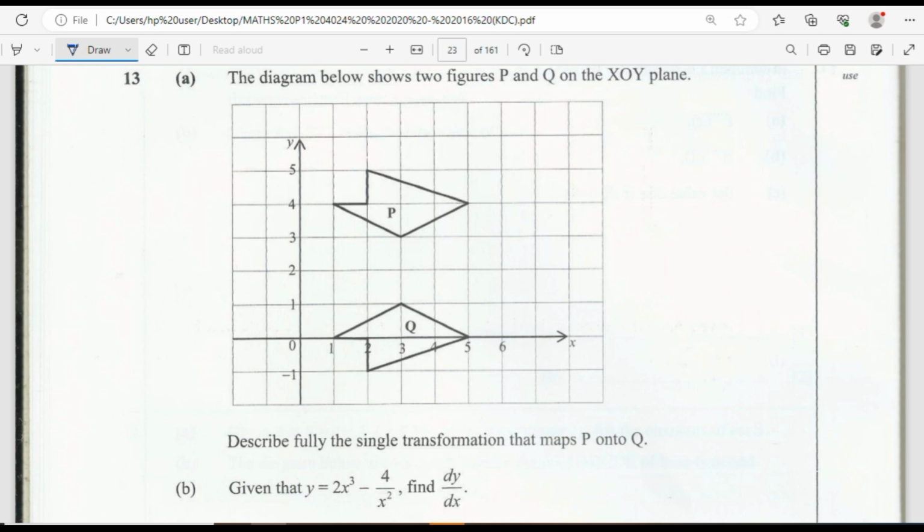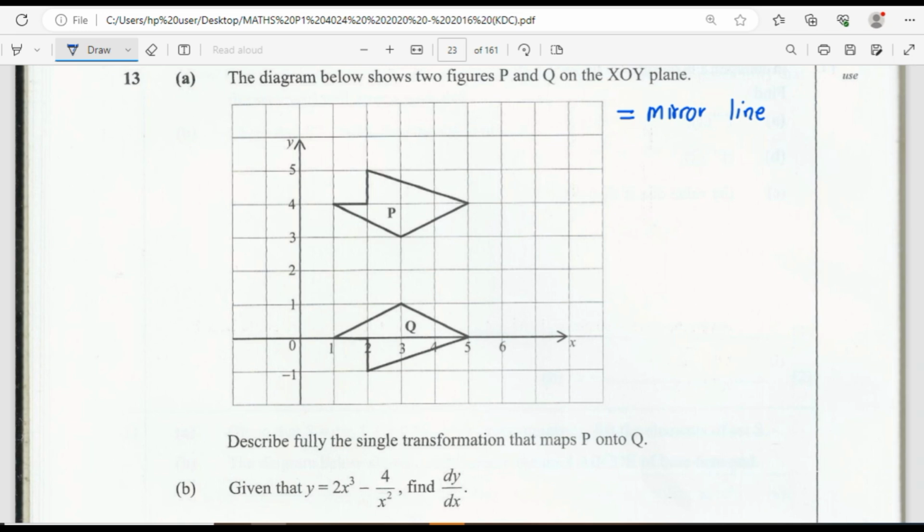So we can say that the size of the image is equal to the size of the object. So this cannot be enlargement. Enlargement, the sizes differ. Stretch, the size differs. Shear, the size also differs. So this can be rotation, it can be reflection or translation. Now we can see the way they are facing. So this should be reflection. Now what are we supposed to do whenever you are dealing with reflection? So we need to find what we call the mirror line.